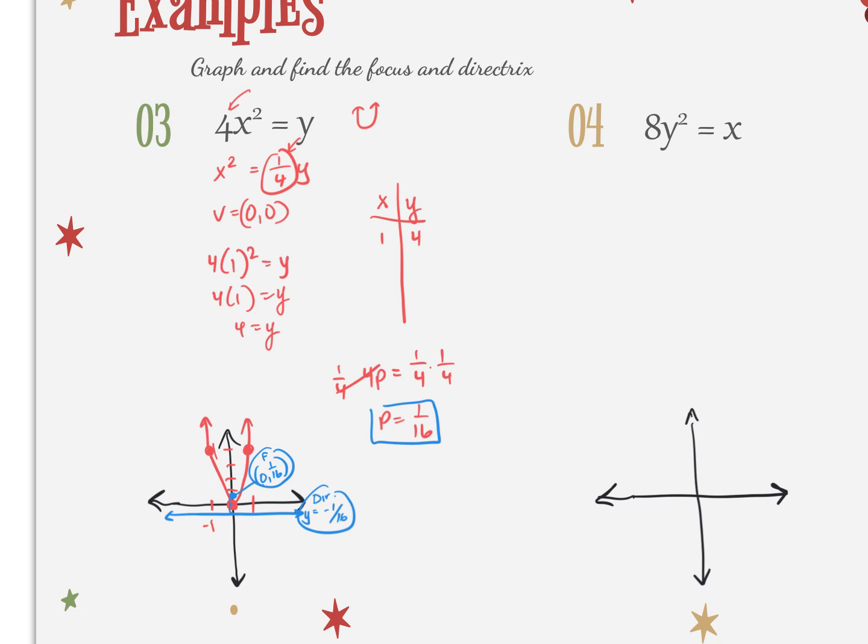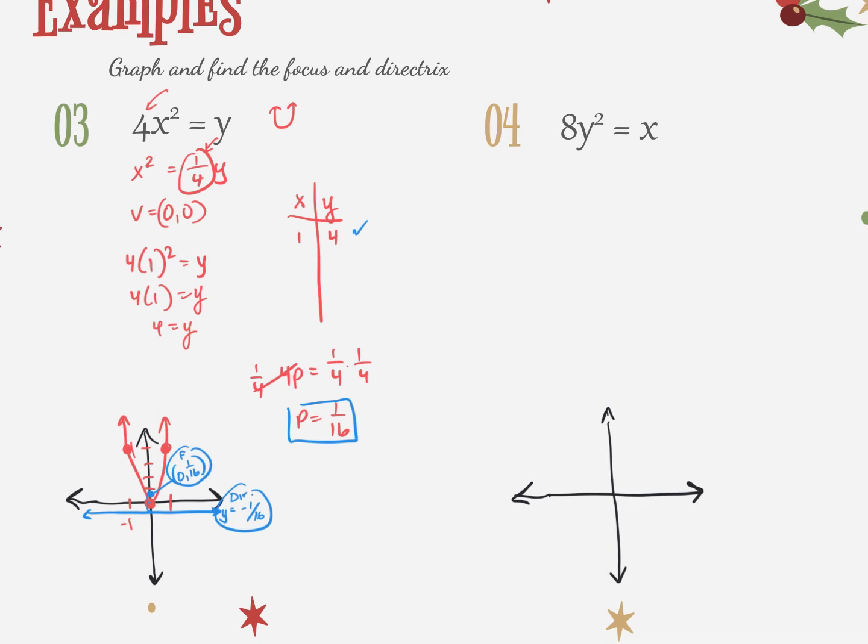So again, we graphed it. We have the graph with accuracy. We have our center correctly. We have our focus and we have our directrix. So again, now we go to the next problem.